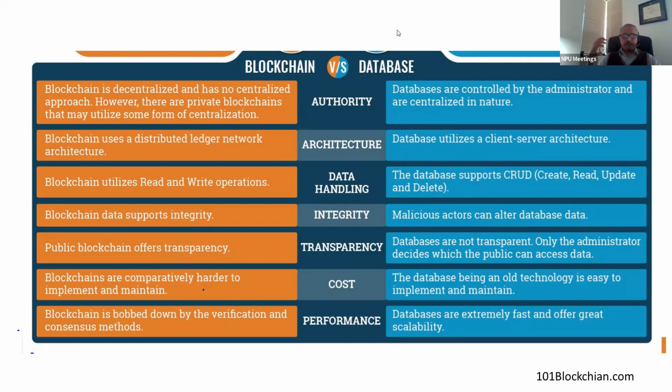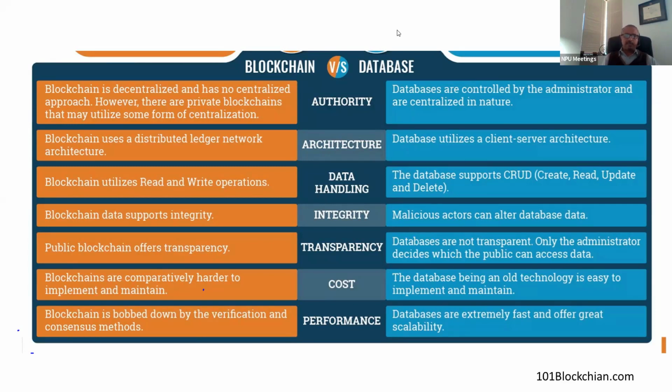For public transparency, the blockchain is public and offers transparency. You can look at the code, you can look at the encrypted information. You can look at the encrypted transaction, but you don't know who sent it to where. That's all encrypted. But you know that 10,000 Bitcoin moved from one place to the other. With a database, it's only the administrator and whoever got the privileges to access it.